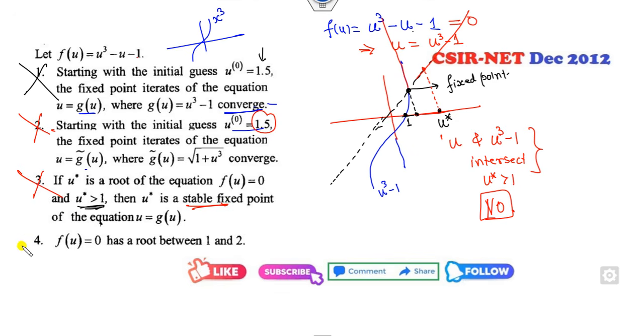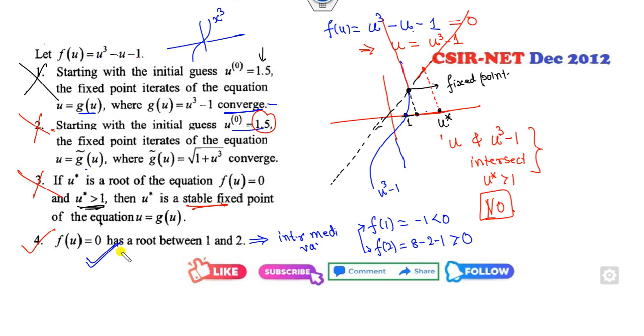So the right answer is D. How can you check the last option? That is again very simple. The root lies between them. You can see that this root is 1, and definitely it lies between 1 and 2. Otherwise we can use the intermediate value theorem. What is f of 1? 1 minus 1 is negative. What is f of 2? 8 minus 2 minus 1, which is positive. So definitely one root must lie between 1 and 2.